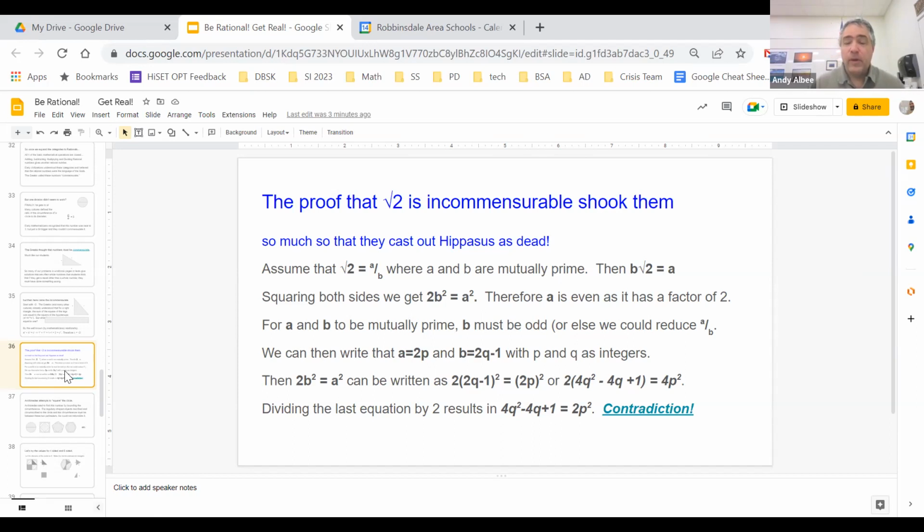Can't work. They hated this so much. It broke their minds so badly. They put a grave outside their building and said, Hippasus is dead to us.